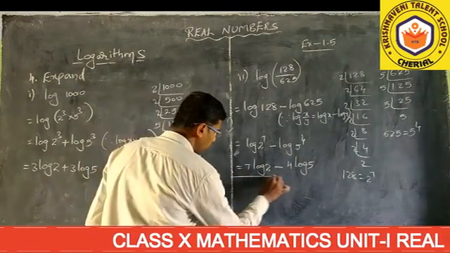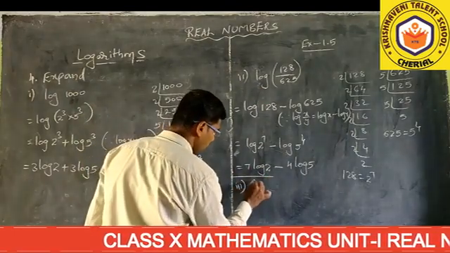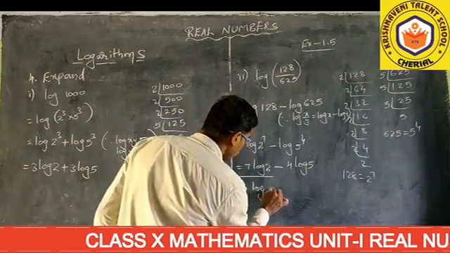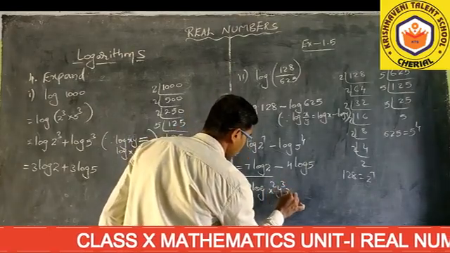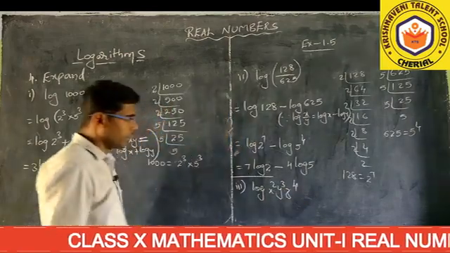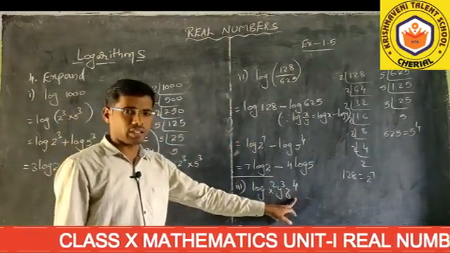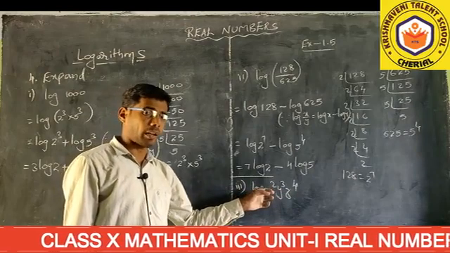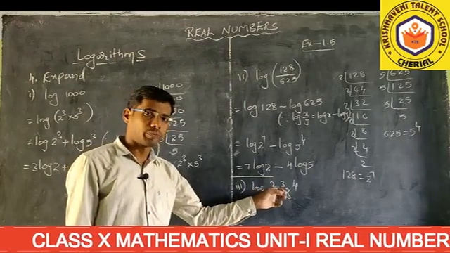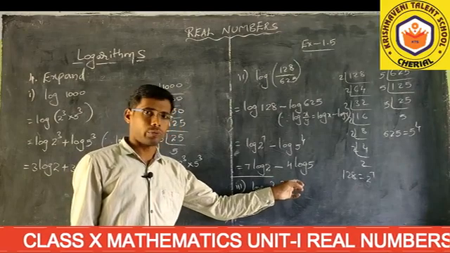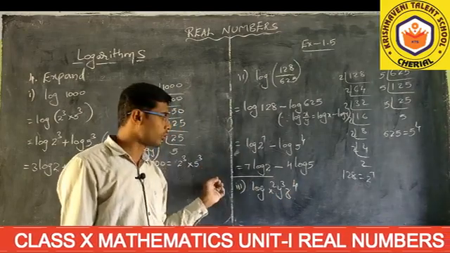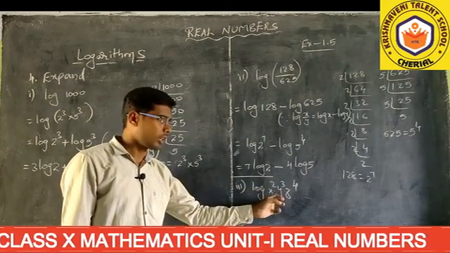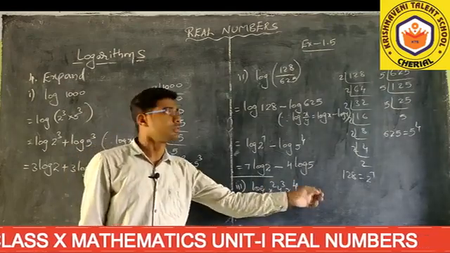The third problem you do as homework yourself, it is easy, that is log x square y cube z to the power of 4. In the form of log xyz, first if you expand, what will you get? You will get log x square plus log y cube plus log z to the power of 4. Again, if you use the third law, you will get 2 log x plus 3 log y plus 4 log z.